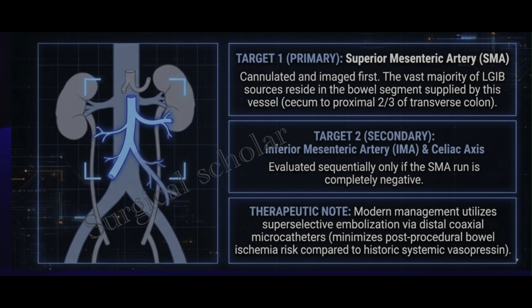Mesenteric angiography: the first, primary target is the superior mesenteric artery, cannulated and imaged first. The vast majority of lower gastrointestinal bleed sources reside in the bowel segment supplied by this vessel, cecum to proximal two-thirds of the transverse colon. Secondary, the inferior mesenteric artery and the celiac axis are evaluated sequentially only if the SMA run is completely negative. Modern management utilizes superselective embolization via distal coaxial microcatheters, which minimizes post-procedural bowel ischemia risk compared to historic systemic vasopressin administration.